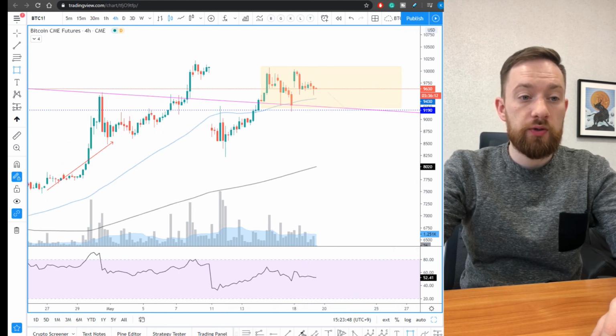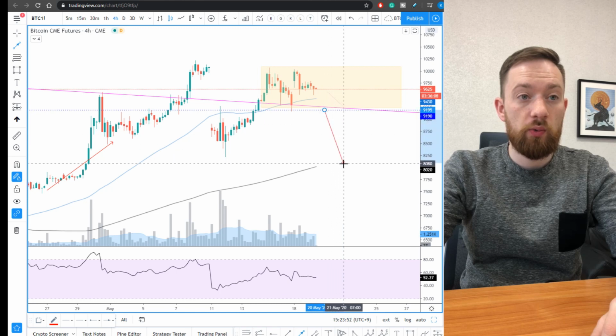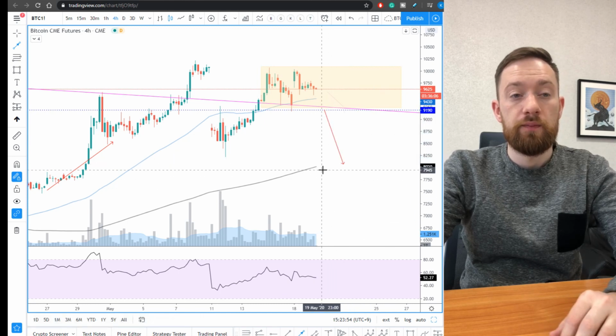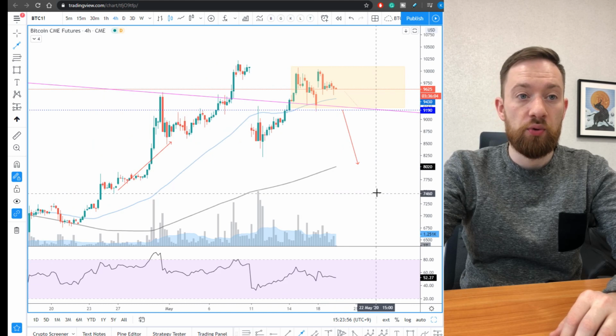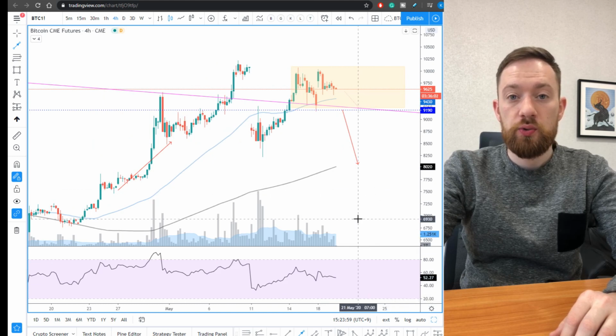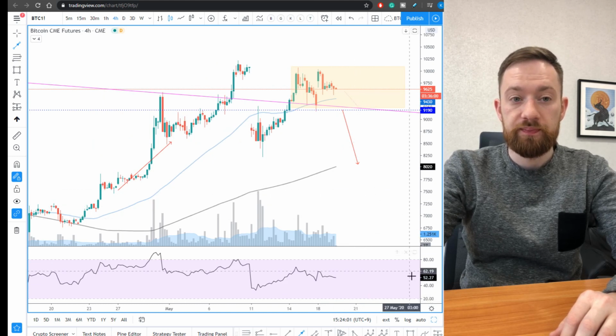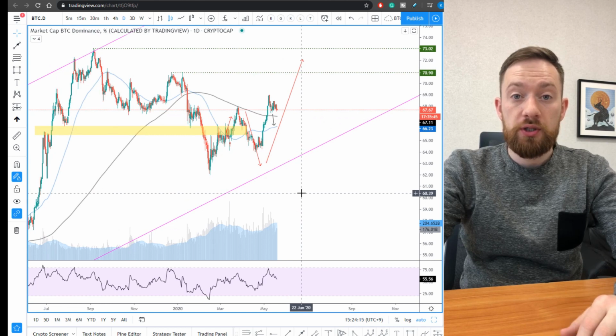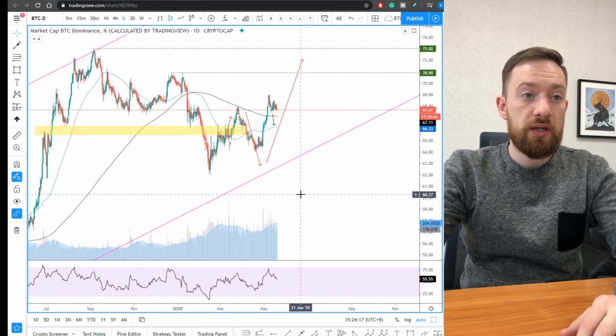If we break below this zone, as mentioned earlier, with a nice volume, we're going towards the 200 MA to check it as a support. So let's switch to the BTC dominance. The BTC dominance is going in accordance with our previous analysis from last week.